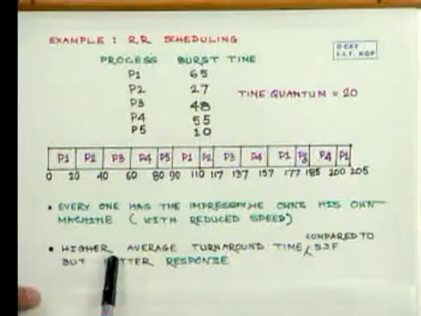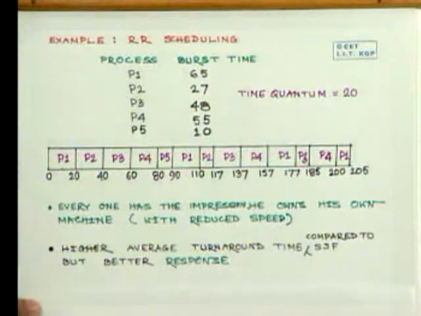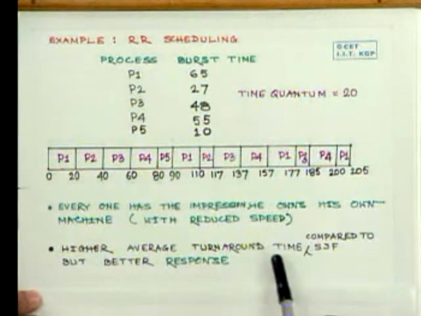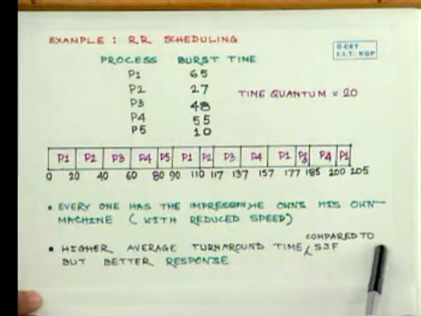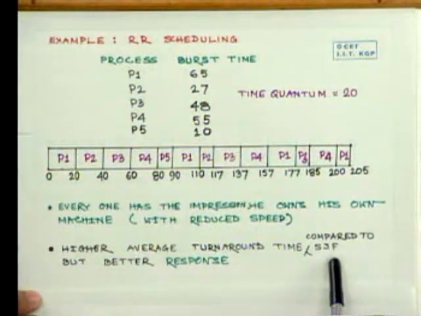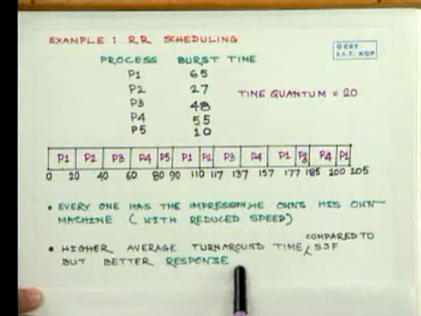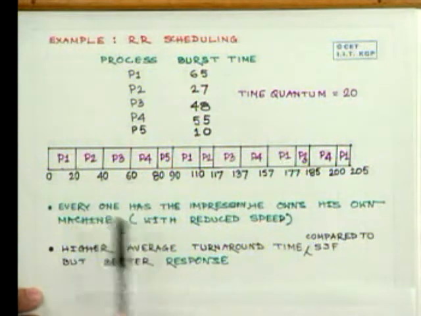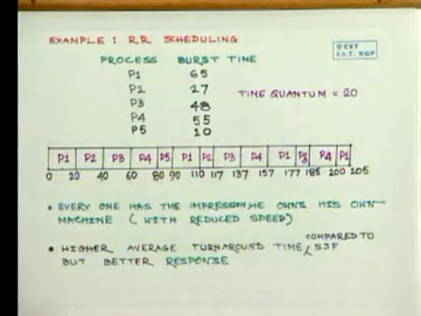Therefore, for interactive kinds of jobs, this can be a good algorithm. The performance of round robin scheduling is that it has a higher average turnaround time compared to shortest job first, but better response time. Therefore, when response is the concern, as in interactive jobs, round robin scheduling will possibly be better. That's round robin scheduling.